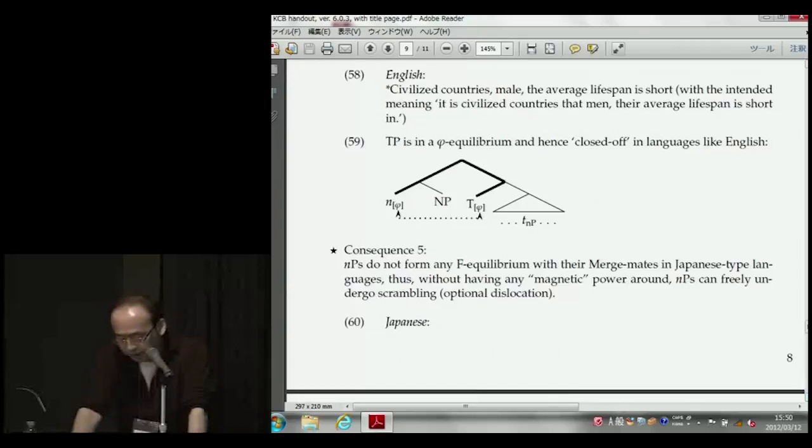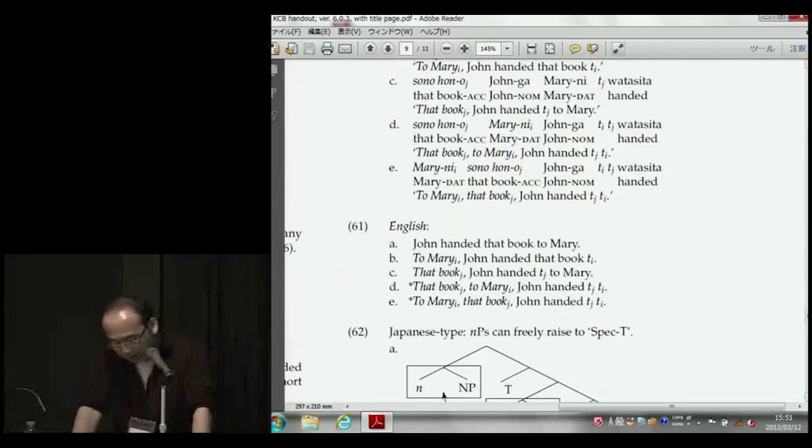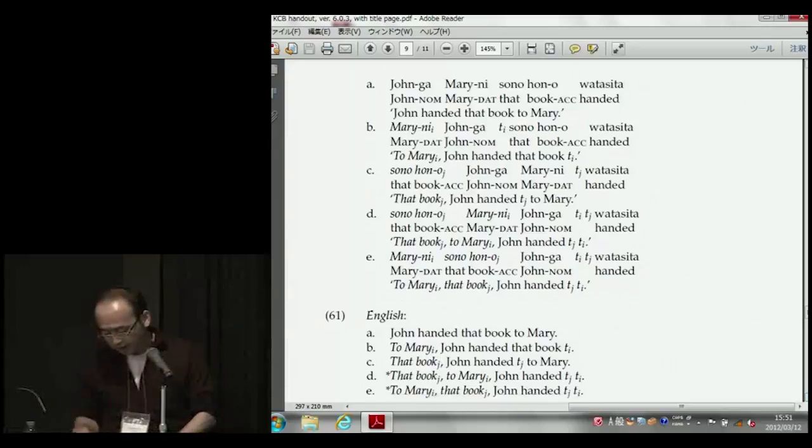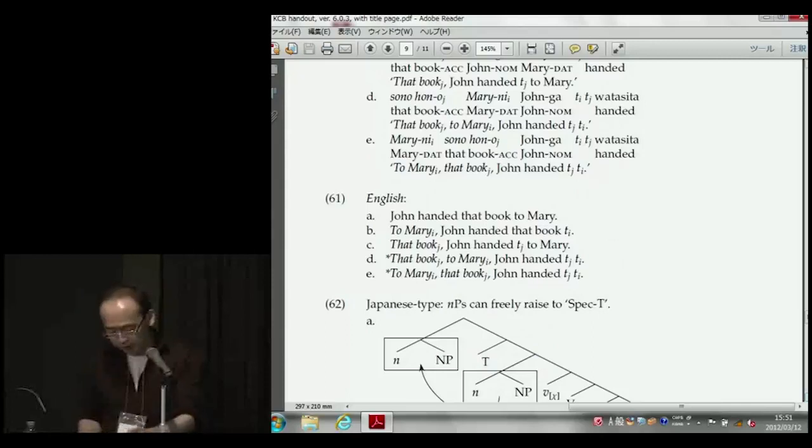Well, finally, note that little np's do not form any phi equilibrium with their merge mates in Japanese type languages. Thus, without having any sort of a magnetic power around, little np's can freely undergo scrambling, optional dislocation. Japanese has been a textbook example of scrambling languages where little np's can freely move around, as exemplified in 60. But this peculiarity now follows as a consequence of its lack of phi features. While contrasting with Japanese, English, among many other languages, does not exhibit optional scrambling. Thus, multiple fronting of little np's is impossible, as in 61.